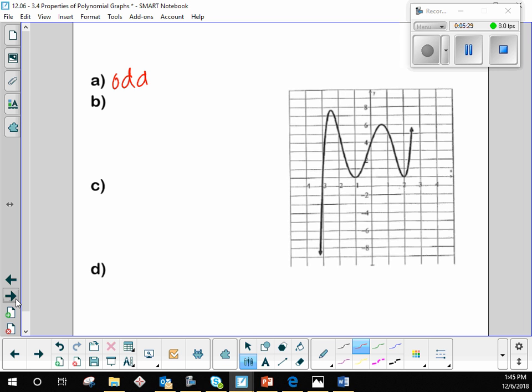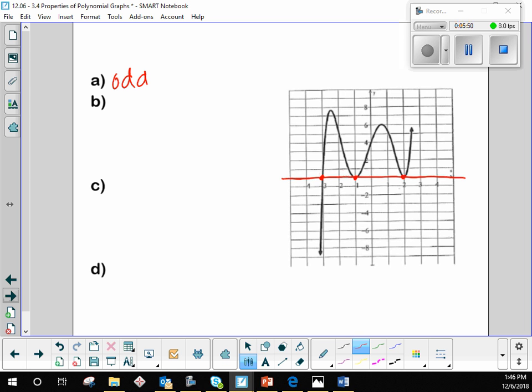Part B, we're going to talk about the zeros. That means the roots of the graph. It's kind of hard to tell where the x-axis is, so you might want to draw it in. It's right there. So the roots are where it crosses the x-axis. It's solutions, right? There's 1 here, 2, and then 3.